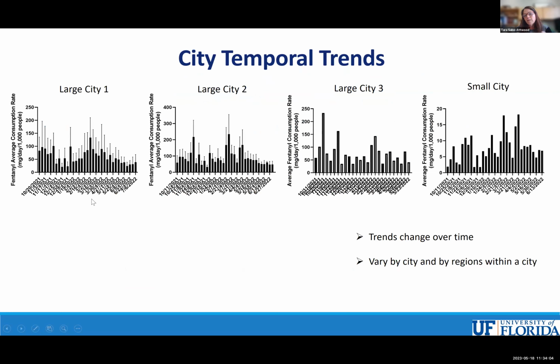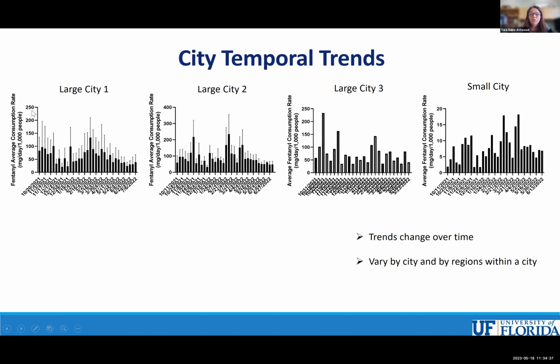And then you can sort of take all of that data and start to look at temporal trends in cities over time. So here I'm just showing you what the trends look like in cities 1, 2, 3 collectively, and then the small city for the entire 9 months of sampling. Again, this is graphed as average consumption rate. And what you'll just notice by eye is that the trends are different. So they differ between cities. The second thing I want to point out is that the scales are different.